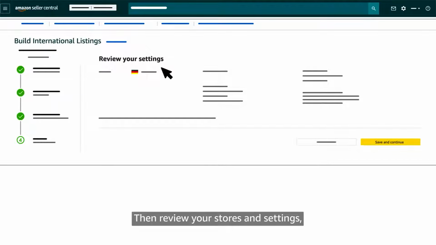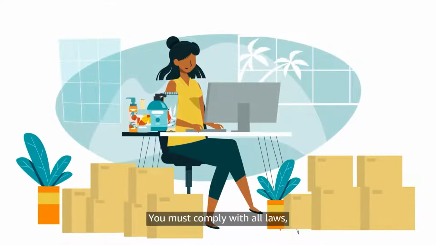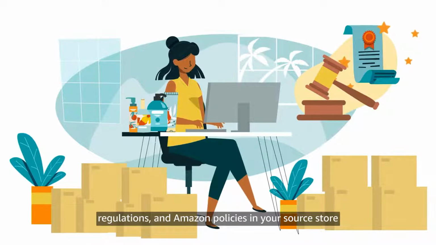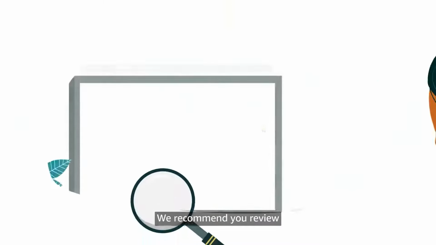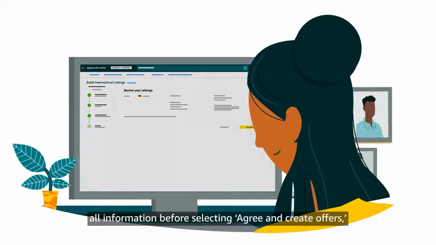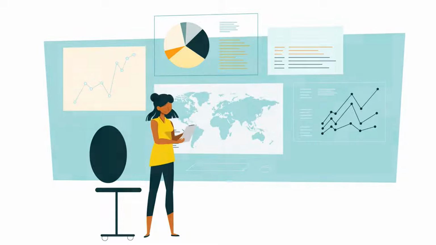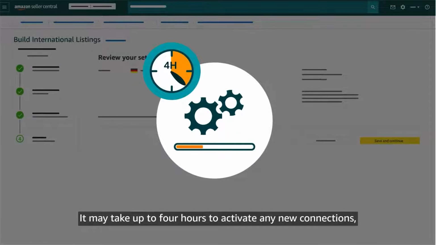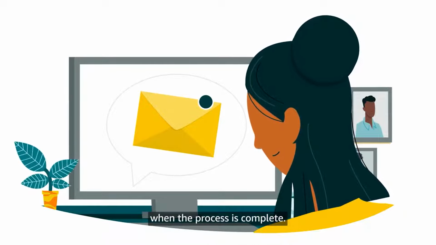Then review your stores and settings and select Save and Continue to confirm. A pop-up will appear to remind you to make sure you and your products meet all the requirements necessary for using BIL. You must comply with all laws, regulations, and Amazon policies in your source store and each of your target stores. We recommend you review all information before selecting Agree and Create offers, even if you're not new to selling internationally. It may take up to 4 hours to activate any new connections, but we'll send you an email with next steps when the process is complete.